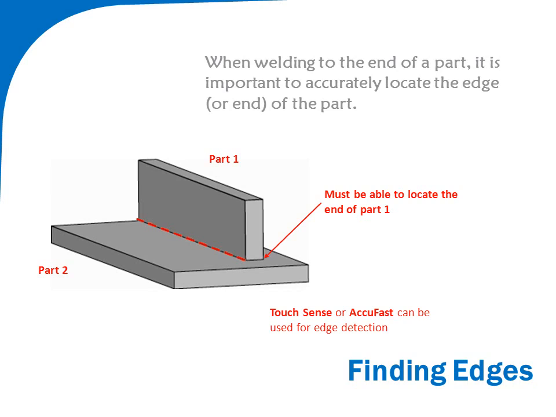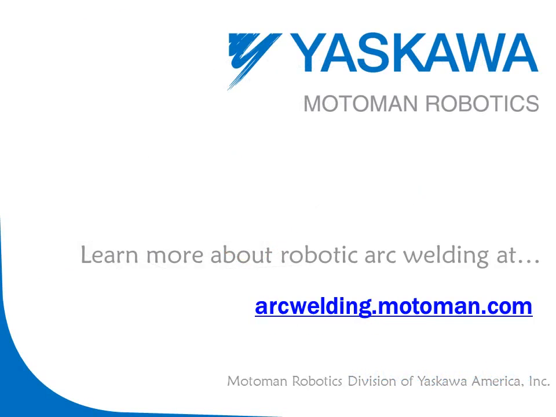Seam finding flexibility can be enhanced by finding the edge or end of parts, or by searching multiple locations along an extended seam. Macro job routines are provided with touch sensing and AccuFast to detect edges. Seam finding tools can also be used for error proofing by detecting clamp positions or the presence of parts.